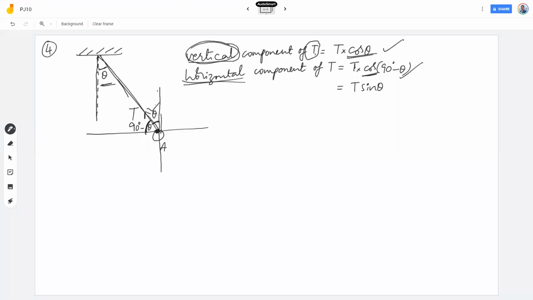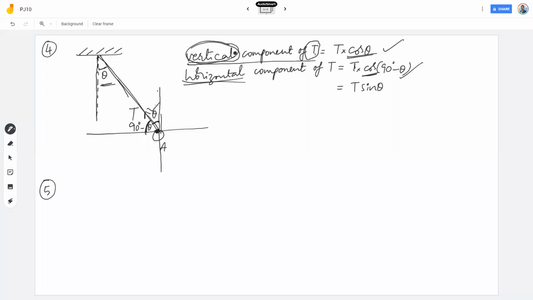When you are finding the vertical component of T, see what angle T makes with the vertical, and then T into cos of that angle. That's all. For the horizontal component of T, see what angle T makes with the horizontal, and then T into cos of that angle. Finished. Very good. So these are some of the situations where we may have to perform resolution of a vector.